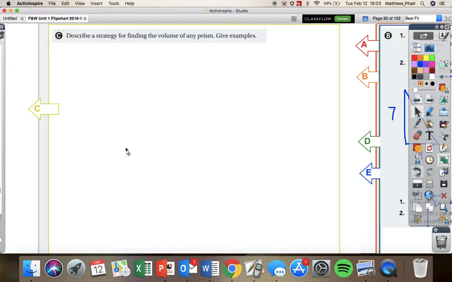All right, you should be writing this down right now as you read a strategy for finding the volume of any prism. You should probably go back to your vocab. If you don't know what the strategy is yet, look there. As far as giving examples go, you may reference any of your work or draw another picture. That is totally fine.